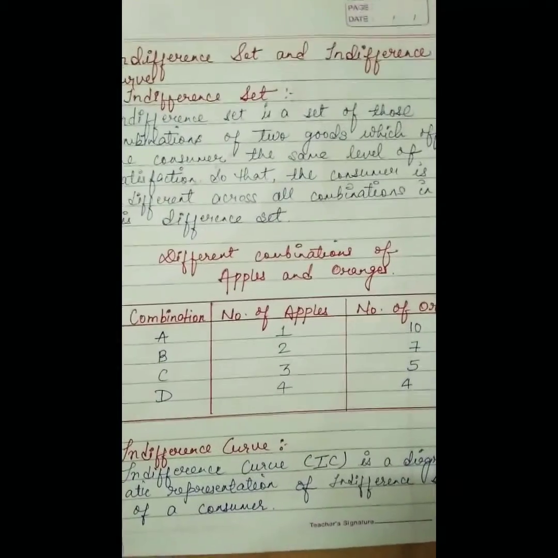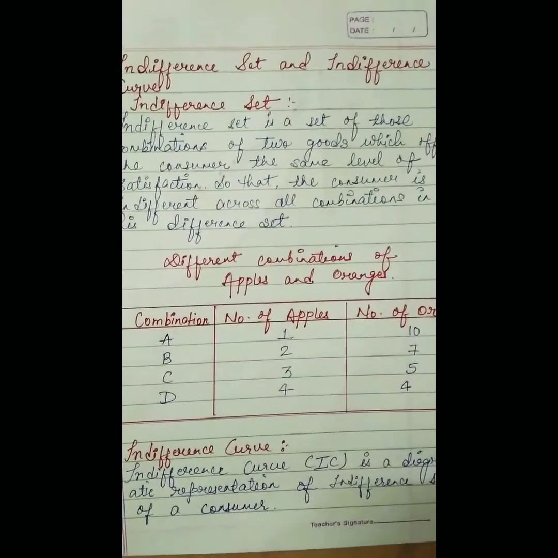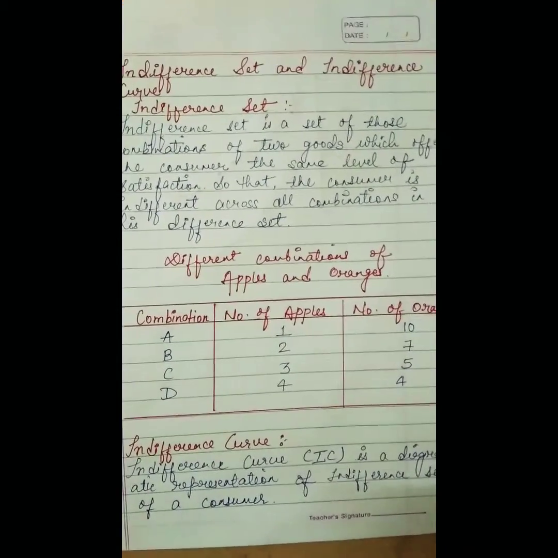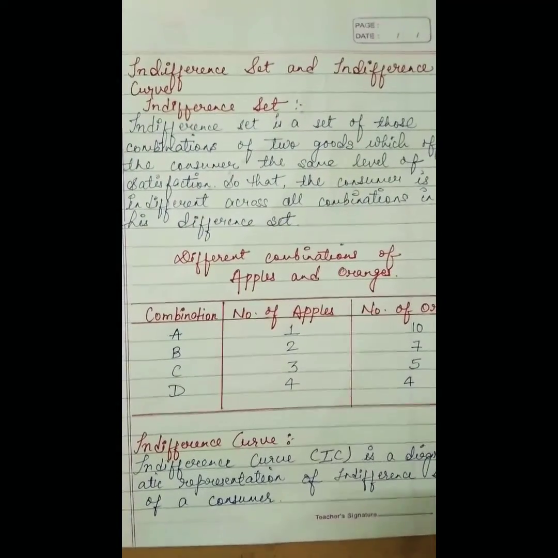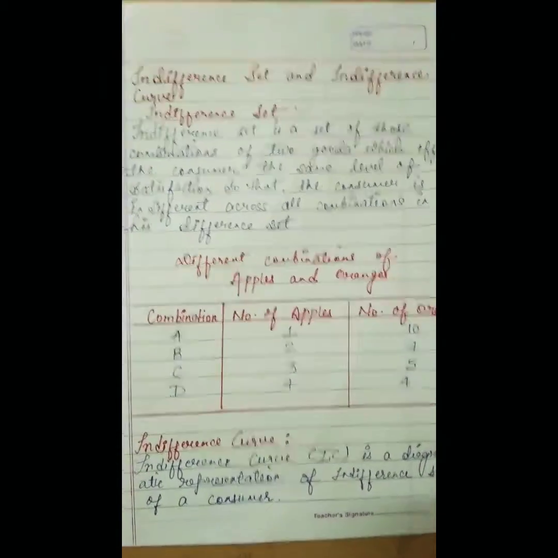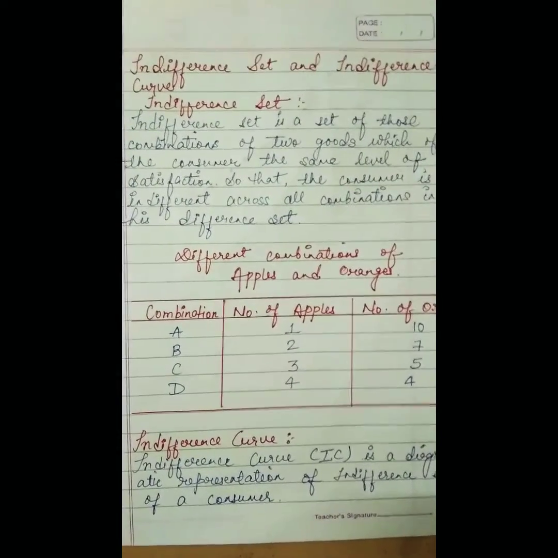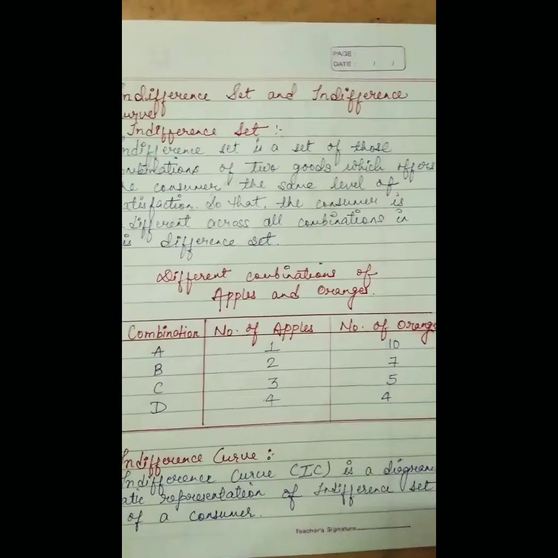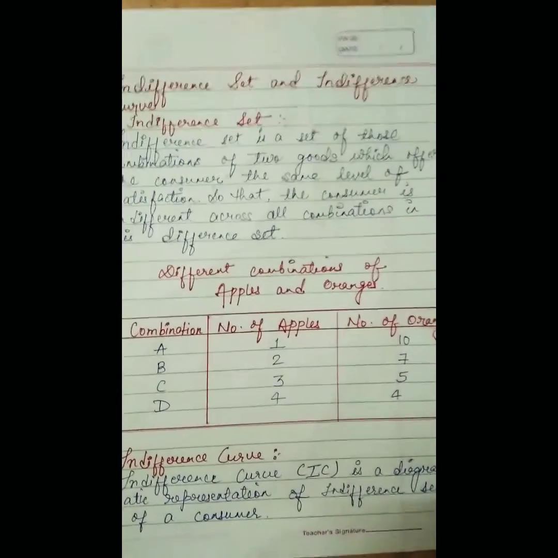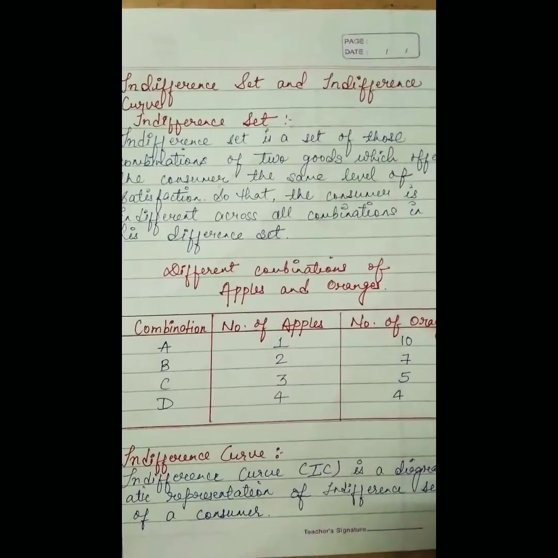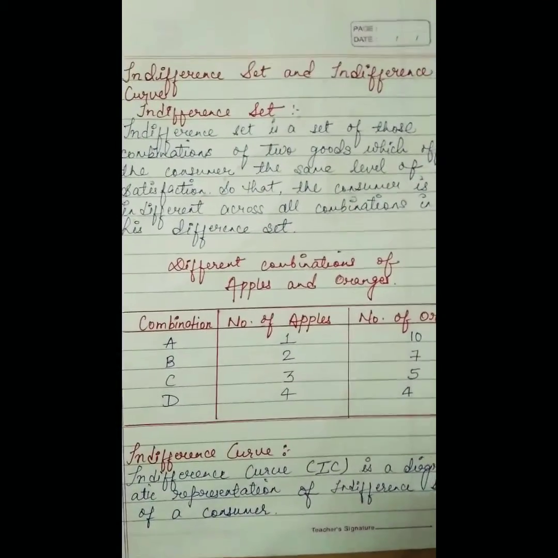In other words, you can say an indifference curve is a diagrammatic representation of combinations of two goods which offer the same level of satisfaction, so that the consumer is indifferent across all the combinations in his indifference set. This is what an indifference set is. So in very simple language, an indifference curve is a diagrammatic representation of the indifference set or indifference schedule of a consumer. Hopefully the indifference set and indifference curve are clear to you all.